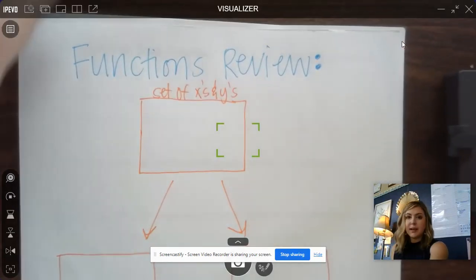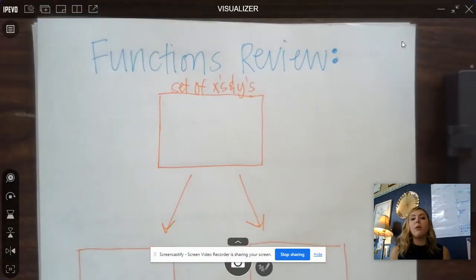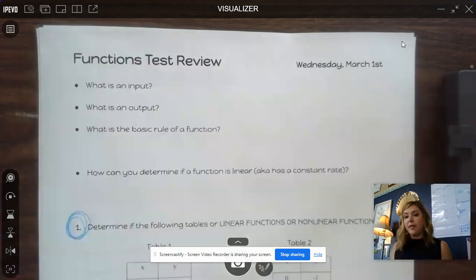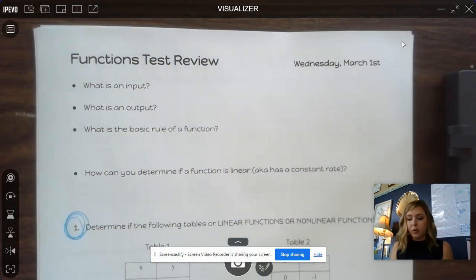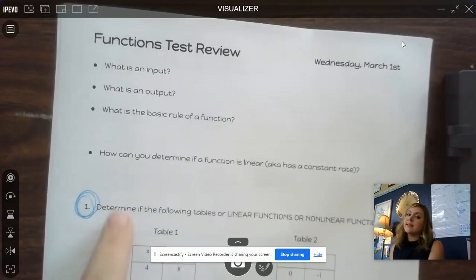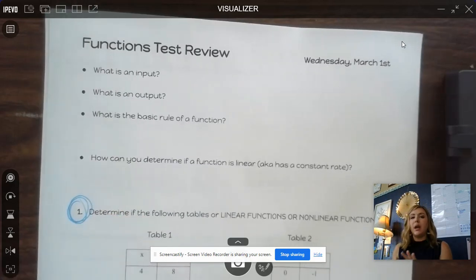Hey guys, I'm going to do a quick functions review with you for your test tomorrow. Whether you have me or you have Miss Burat/Miss Bluen right now, this is going to be a very basic review of all the function stuff. Then I am going to start this test review with you. I have a couple of questions marked that I'll do with you, and then you'll go ahead and finish the rest on your own.